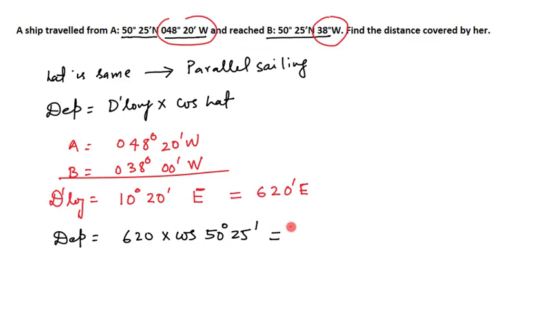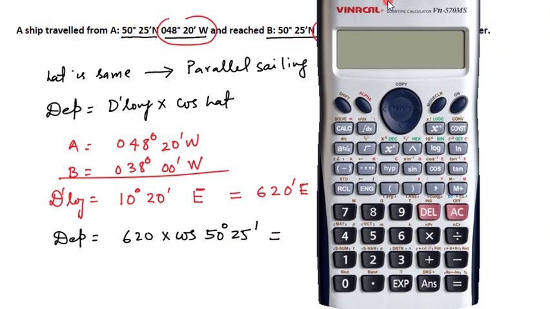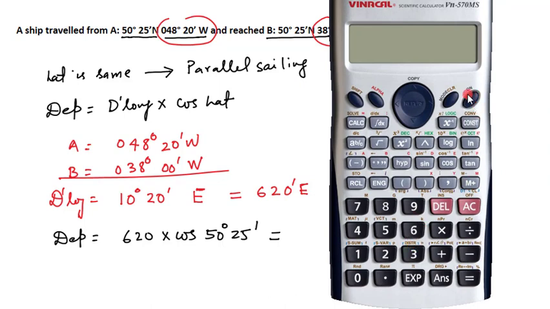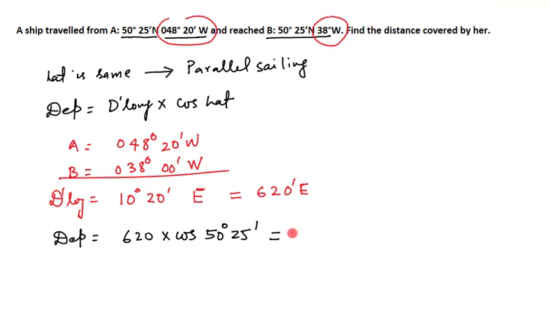Now let's start with the calculator. I think that will really help. Okay, so let me just start it. All right, let's punch in 620 multiplied by cos 50 degree and 25 minute, and then you put degree again, so you get this 395. We can round off to 395, so let's put it here, 395, and this will be minutes and towards east.